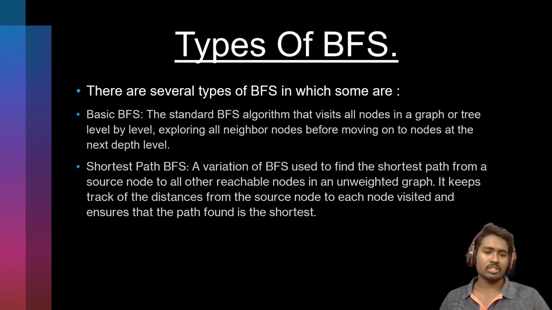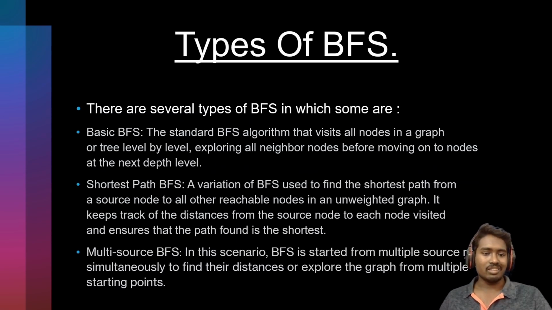Shortest path BFS, next one. A variation of BFS used to find the shortest path from a source node to all the other reachable nodes in an unweighted graph. It keeps track of the distances from the source node to each visited node and ensures that the path found is the shortest. At the last, multi-source BFS. In this scenario, BFS is started from multiple source nodes simultaneously to find their distances or explore the graph from multiple starting points.